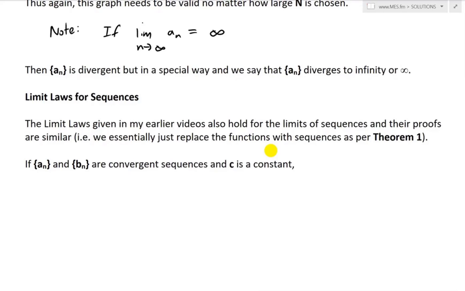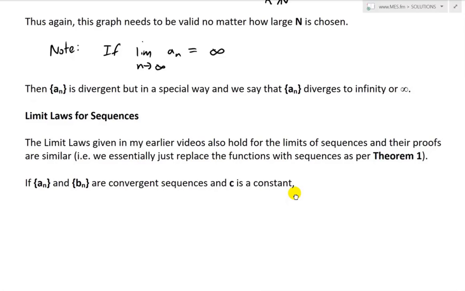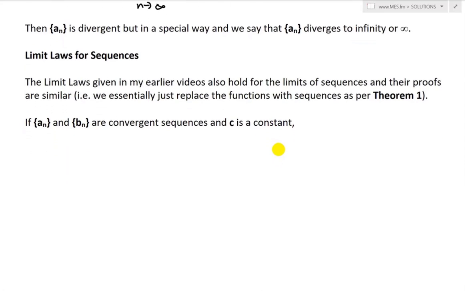So now, limit laws for sequences. The limit laws given in my earlier videos also hold up for sequences, and their proofs are similar, i.e. we essentially just replace the functions with sequences as per theorem 1, because all we are changing is that instead of dealing with all numbers, we're dealing with integers only. So we can just write these down, and yeah, they're exactly the same.